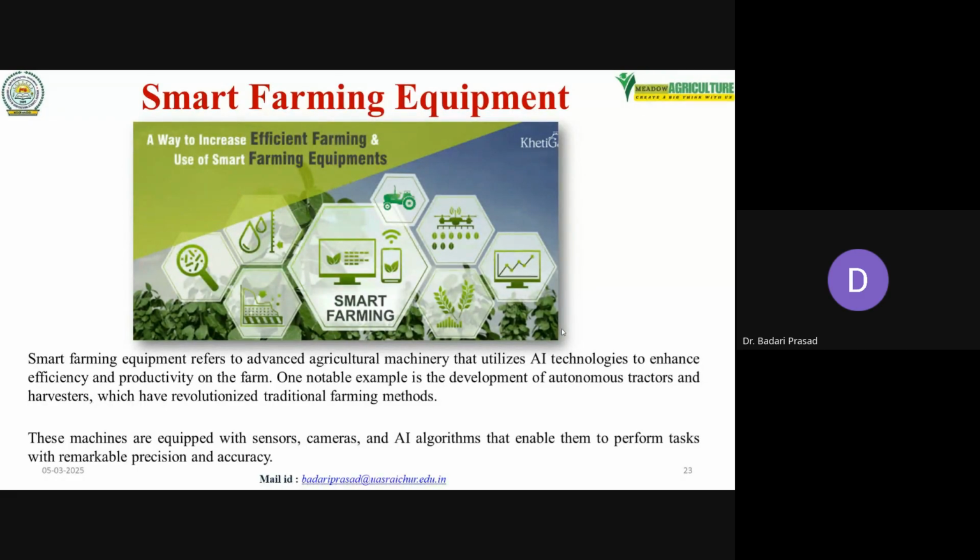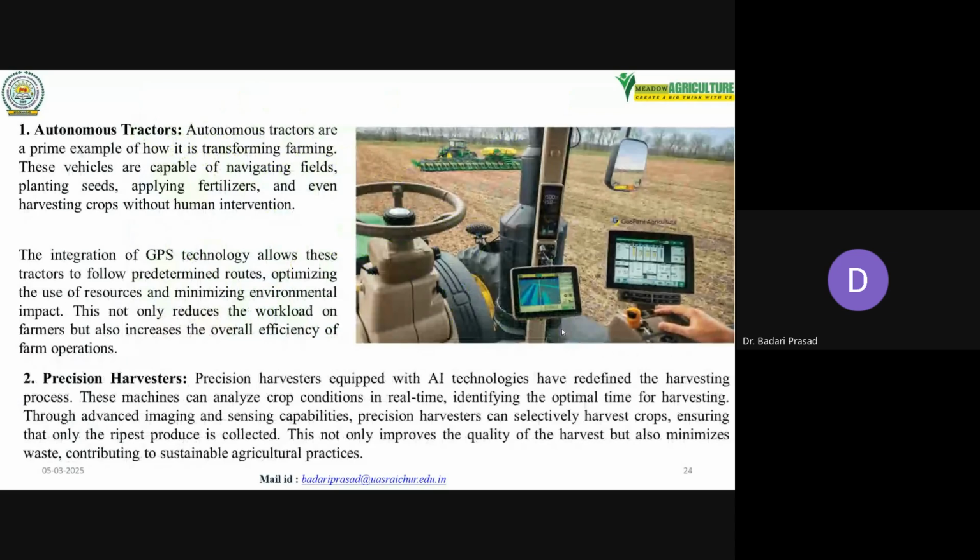These machines are equipped with sensors, cameras, and AI algorithms that enable them to perform tasks with remarkable precision and accuracy. And no doubt, these machines are highly sensitive, and they are more realistic and reliable sources for any operations. We have seen in many other cases too, like electronic equipments and gadgets, which we have studied, that perform much more efficiently than human beings. Take for example the autonomous tractors. They are prime examples of how farming is being transformed over the years.